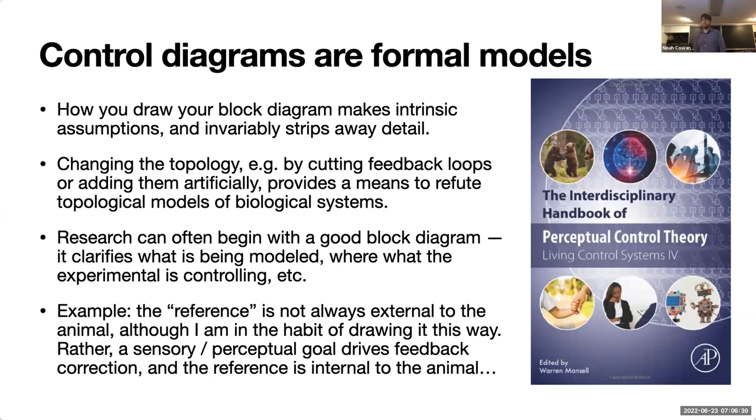So control diagrams are really formal models, and how you draw a block diagram makes intrinsic assumptions and invariably strips away a lot of potentially important detail, but maybe you intend to strip away that detail in order to get at a very specific question. And so changing the topology is a really valuable way to test the assumptions of your model. For example, if you believe that a model is interconnected in a certain way and you cut a particular loop or add a particular loop, you can actually make predictions about what the output will be in that new scenario.